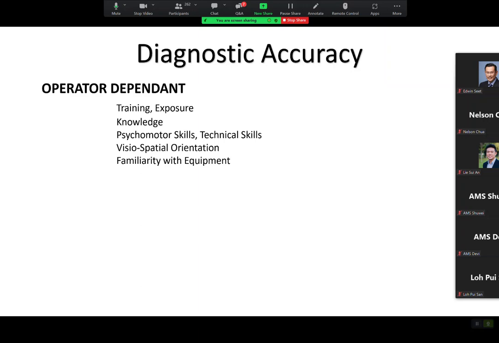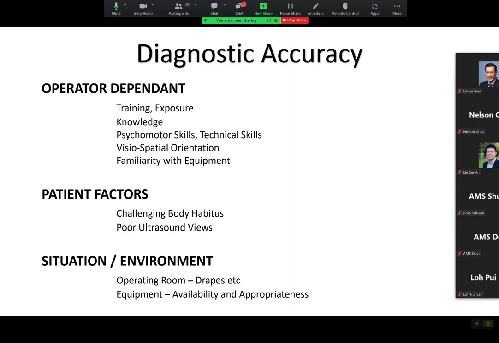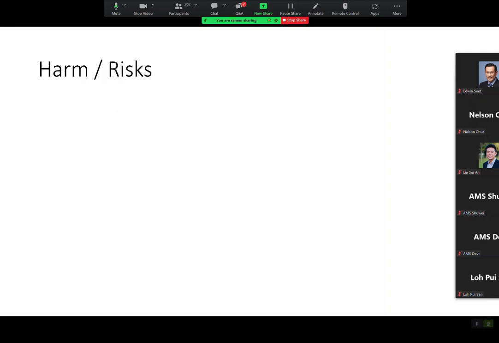So we can look at diagnostic accuracy. Although many of the studies published have shown high diagnostic accuracy for POCUS, we do have to keep in mind that it's an operator-dependent investigation. There can be patient factors as well, which can make performing POCUS difficult, and obviously the environment or situation. Sometimes it can be quite difficult to perform a scan in the operating room, especially with drapes and surgical equipment on the patient.